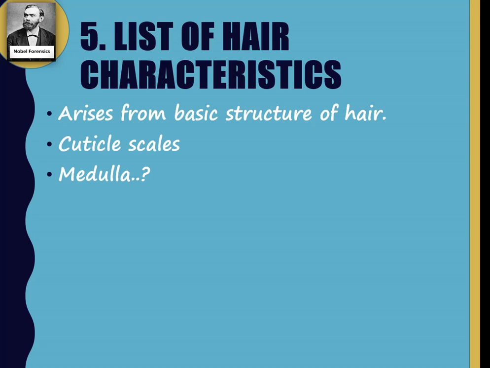Then medulla, present or absent. If present, then what type? Fragmented, continuous, discontinuous. Then medullary index, whether it is more than 0.5 or less than 0.3. If it is less than 0.3, then it belongs to human. If it is more than 0.5, then it belongs to animal.